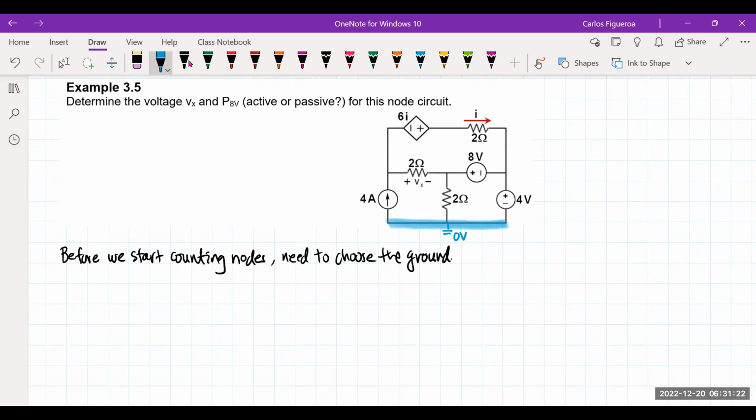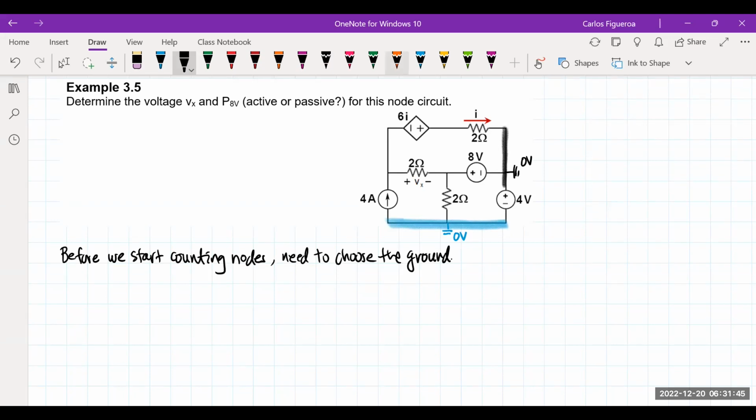And why would I want to choose the ground? Because note that there's a 4-volt connected to it. And I could connect the 8-volt to this thing. Another ground that you could choose is this one. And again, this is also a good choice because I have sources connected to the ground, just like the blue.